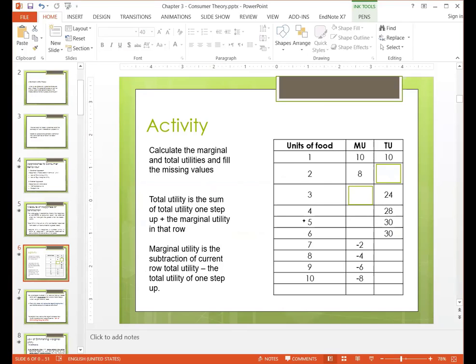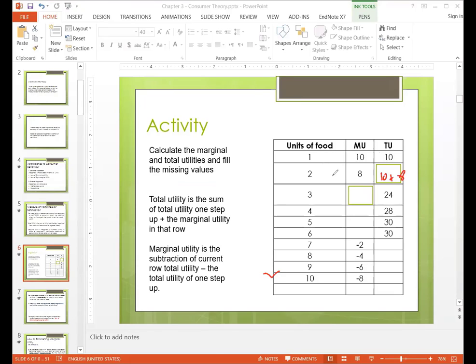Suppose you eat 10 units of goods. Marginal utility is the utility from that item. The first unit will give you 10 units of utility. The second is giving you 8. So the total for the first unit is 10, the same, because there is only one product. But what will the total be at the second? It will be 10 plus 8, so 18. So total is the sum of all previous.